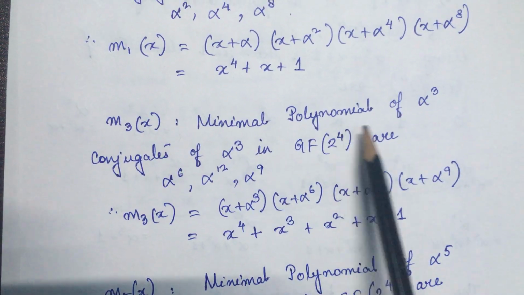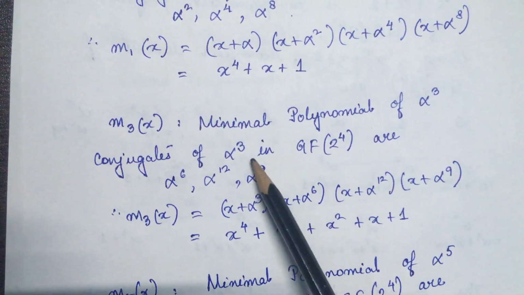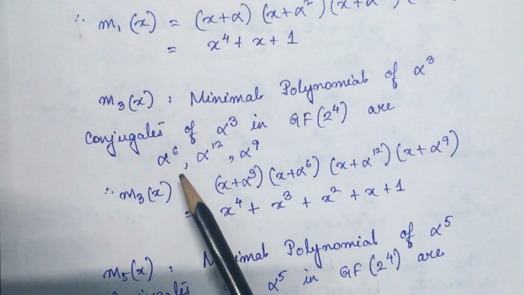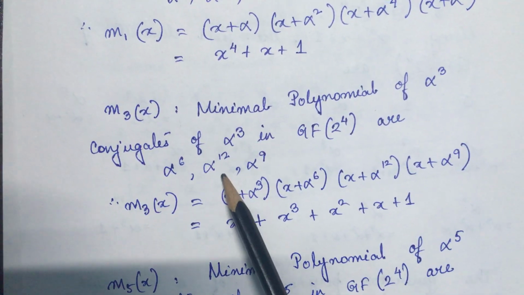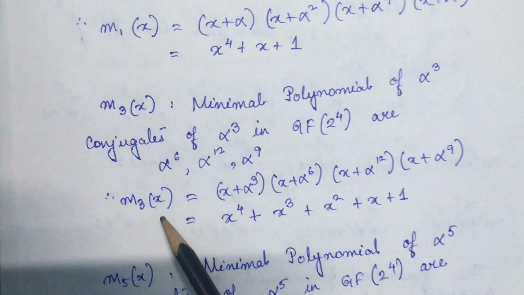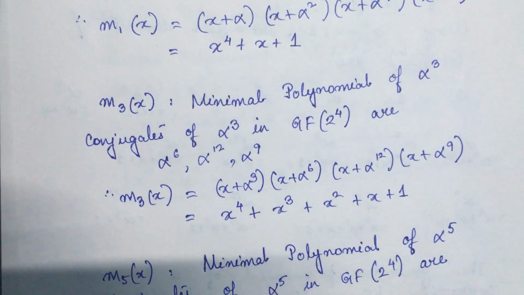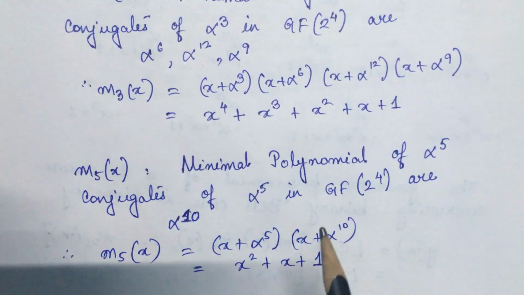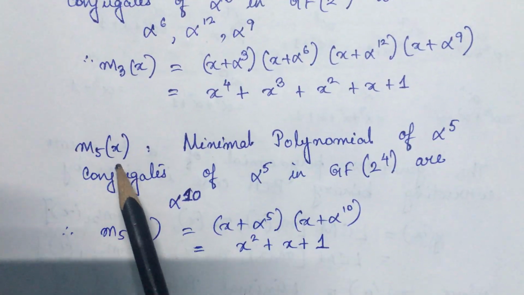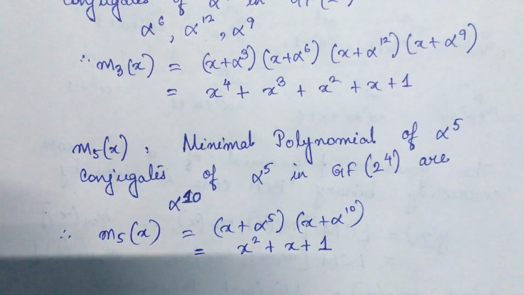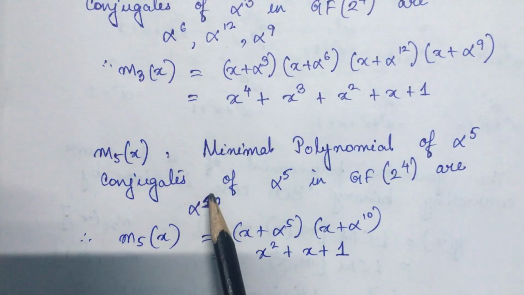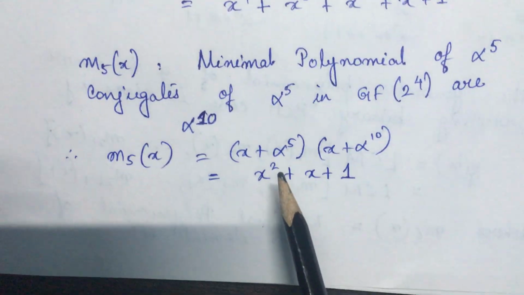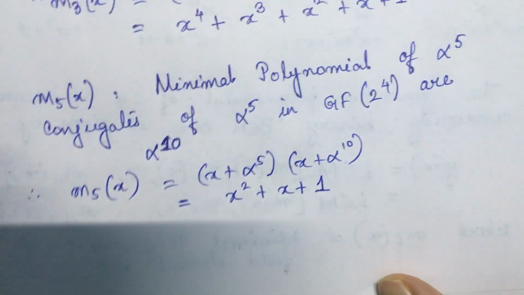m3x is the minimal polynomial corresponding to alpha cube. So once again we first find out the conjugates of alpha cube in alpha to the power 4, which are alpha to the power 6, alpha to the power 12, and alpha to the power 9. And thus we construct m3x as x to the power 4 plus x cube plus x square plus x plus 1. Finally m5x, minimal polynomial corresponding to field element alpha to the power 5. The conjugate of alpha to the power 5 is alpha to the power 10, and so m5x is nothing but x square plus x plus 1.